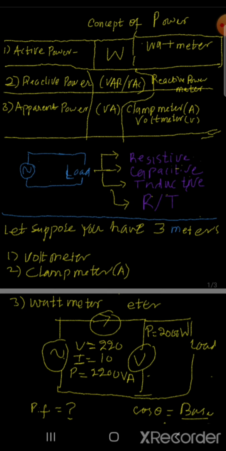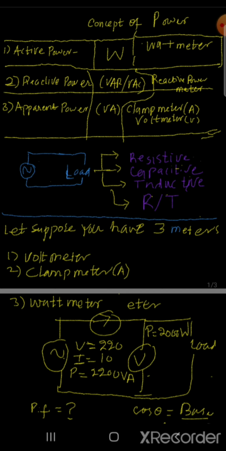Why are these three powers introduced in electrical engineering? It is because of the nature of the load. We have different types of load nature, for example resistive, capacitive, inductive, and combined. So usually we have the resistive inductive types of load.